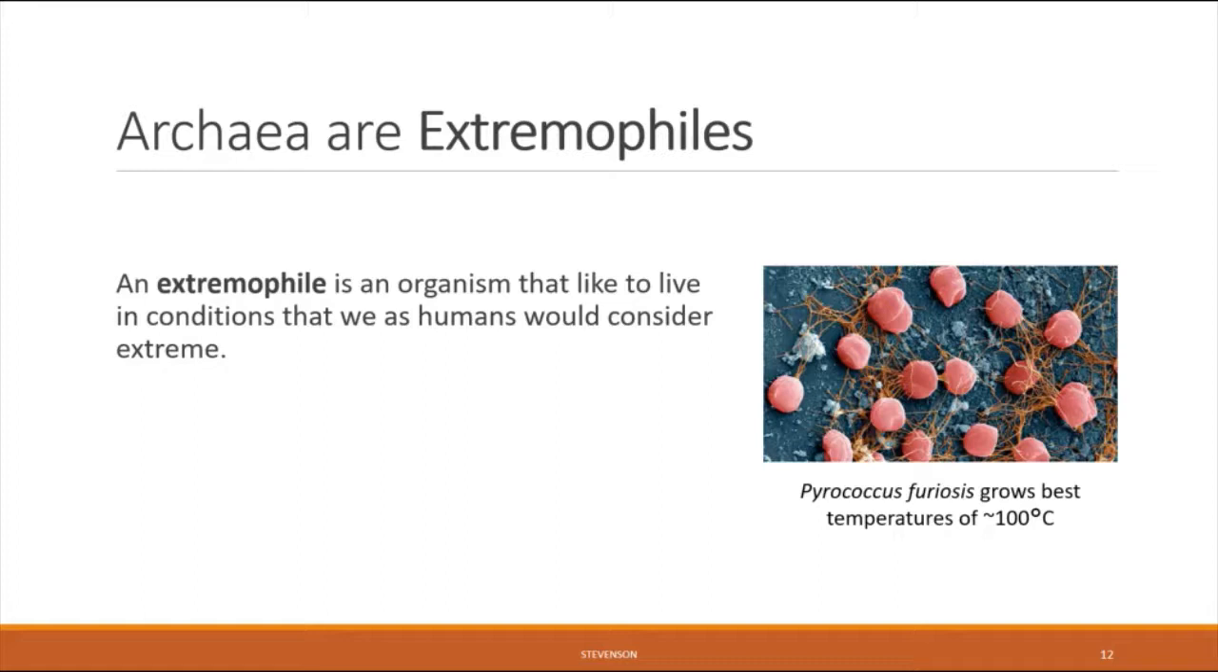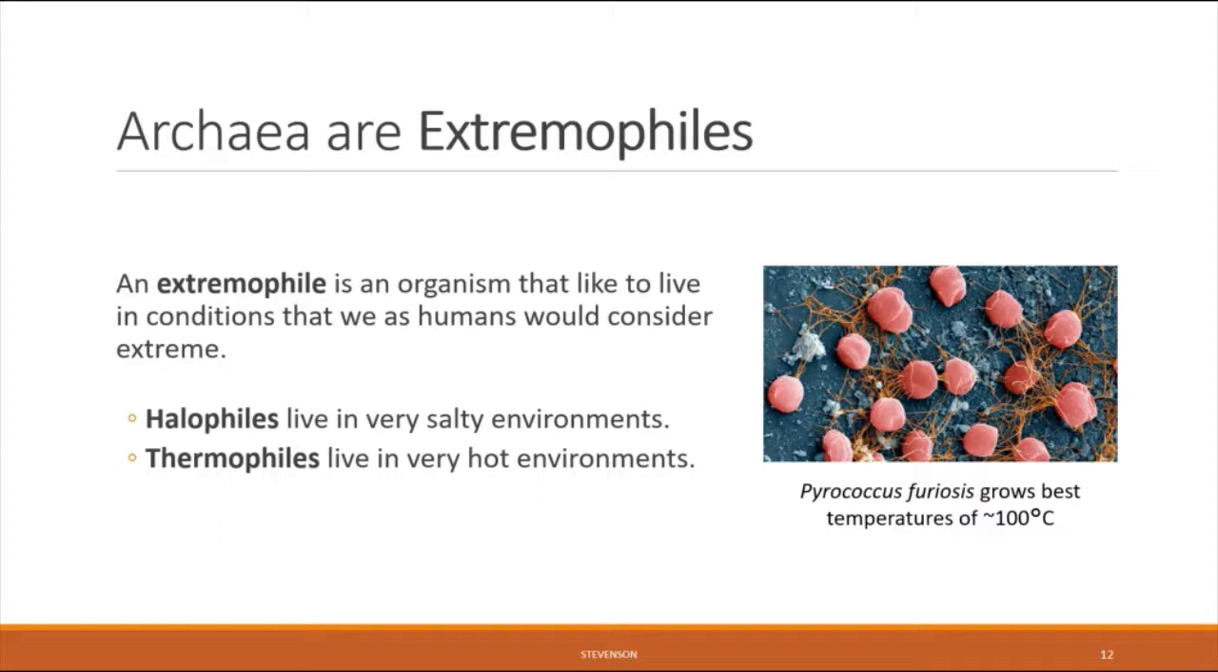One type is halophiles, and halophiles are archaea that like to live in very salty environments. And when we say very salty, we're talking even more salty than the ocean. The ocean is not salty enough for halophiles. We're talking something like the Dead Sea or the Great Salt Lake, which has a very high salinity content. Thermophiles like to live in very hot environments, so Pyrococcus furiosus would be an example of an archaea that would be considered a thermophile. And then finally, acidophiles like to live in highly acidic environments with a very low pH.